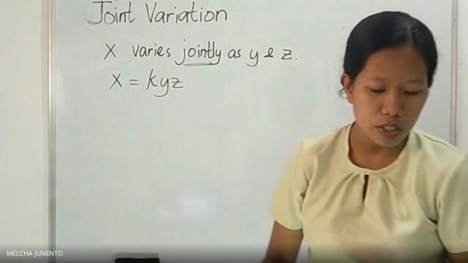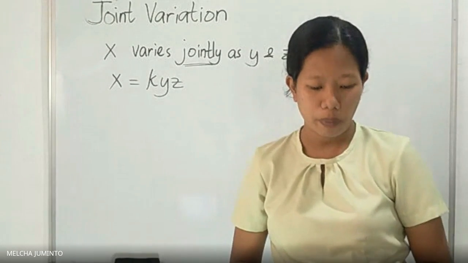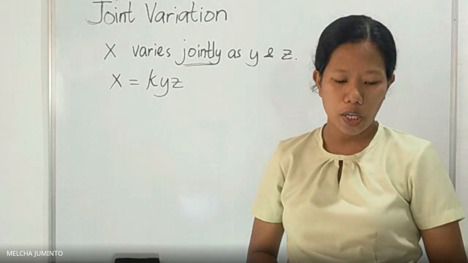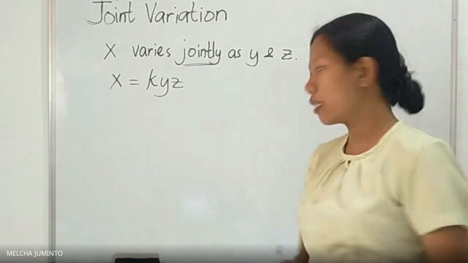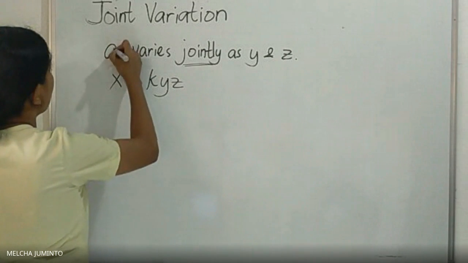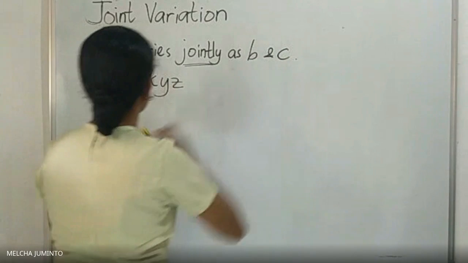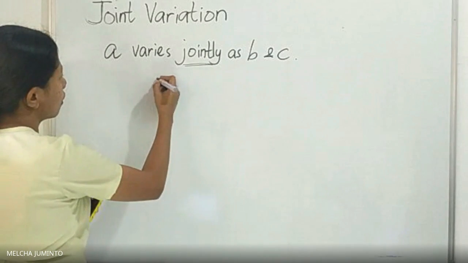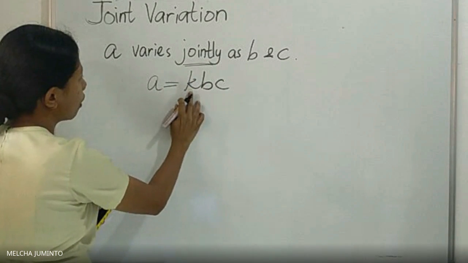Let's have an example. Let us use the example in your book. Open it on page 215. So example number 1. Find the equation of variation where A varies jointly as B and C. Let us use that. So this time we have a statement: A varies jointly as B and C. Therefore, it will be represented as a mathematical statement as A varies jointly as B and C.